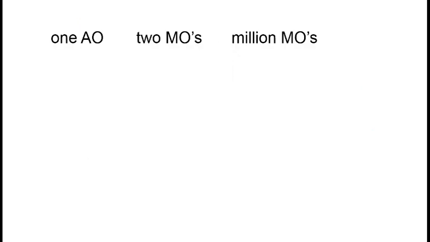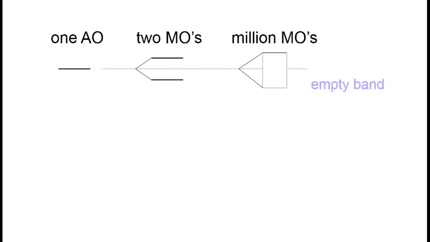Well, let's consider how we would do this with one atomic orbital, with two molecular orbitals, or with 1,000,000 crystal orbitals. If the atomic orbitals were empty, the molecular orbitals would be empty. For the band, we would draw a box, but not shade it in. This would be an empty band.